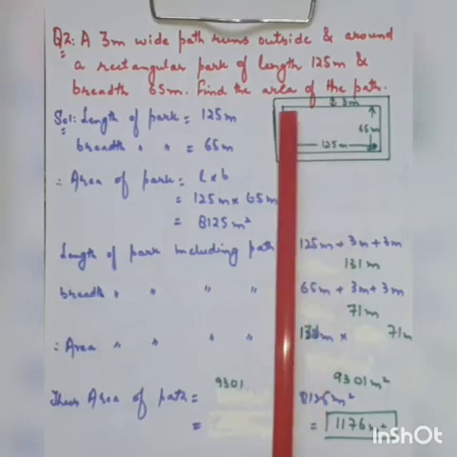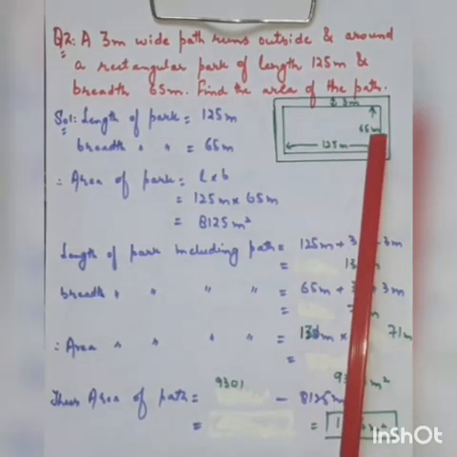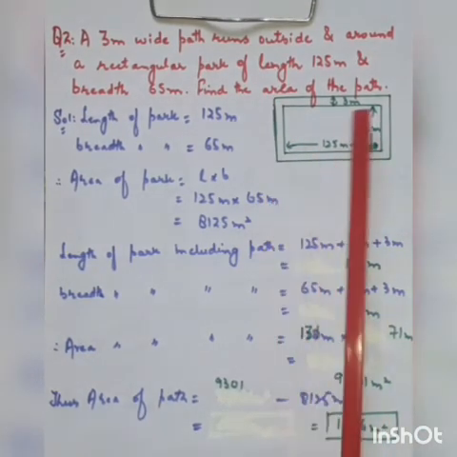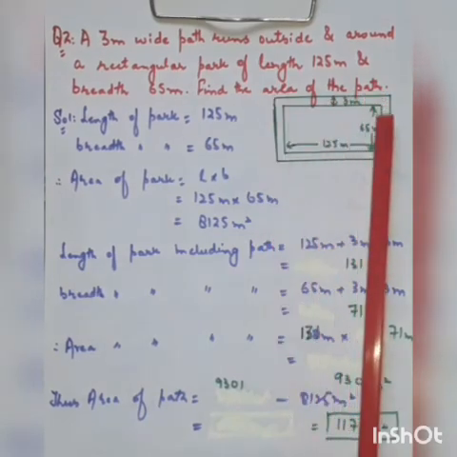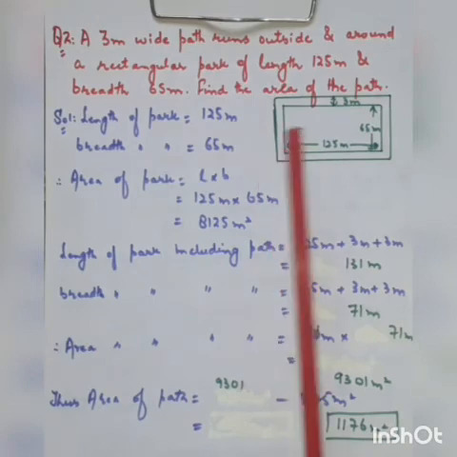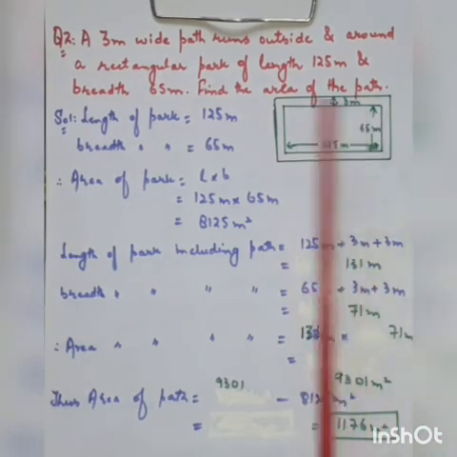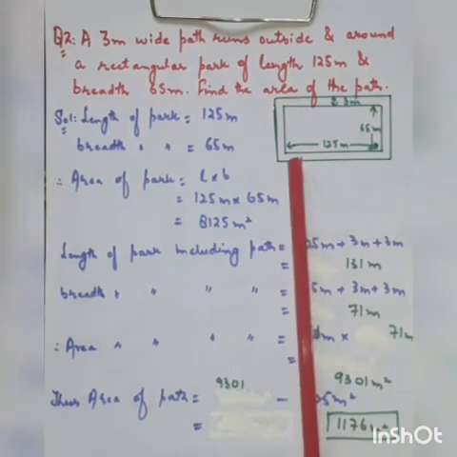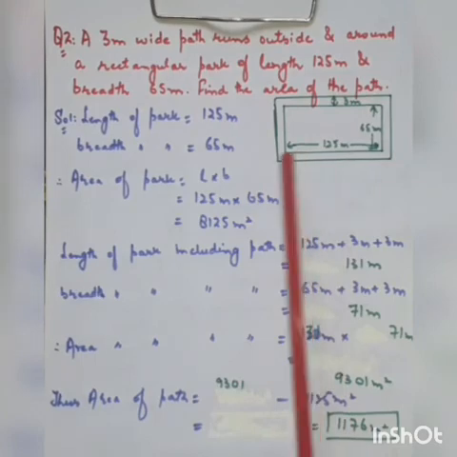Now we have another rectangular park whose length is 125 meters and breadth is 65 meters, and around it there is a path which is 3 meters wide. That means width of the path is 3 meters. So we have to find out the area of the path. It means we will first find the area of this rectangular park, then we'll find the area of the whole region, that means area of park including the path. Then for finding the area of path, we will subtract the area of this park from the area of park plus this path.